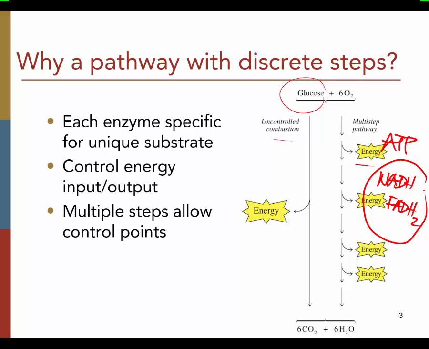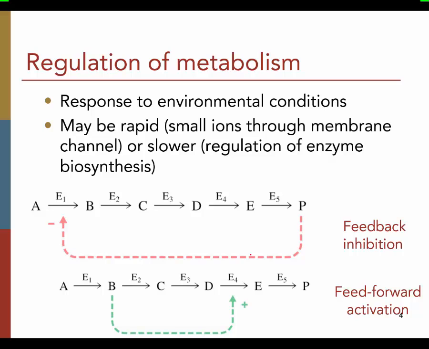Okay, so we have controlled energy release and multiple steps that can be controlled. We may not want to just burn all of our sugar at once. We want to trickle it out when we need it. Both of those are important features of metabolic pathways.